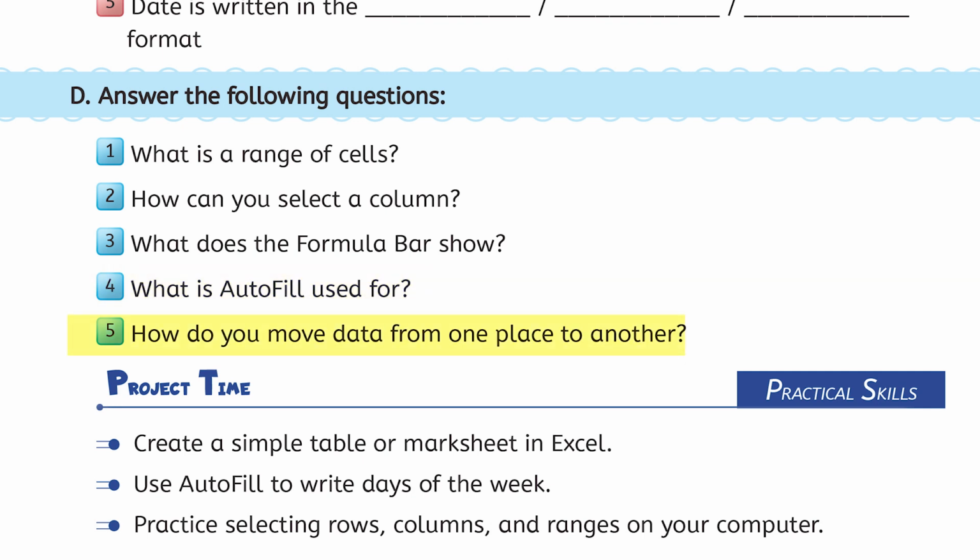Question number 5. How do you move data from one place to another? Moving means you remove data from one place to put it in another. And the steps are: select the cell or range, click Cut in the Home tab or press Ctrl plus X. Click the new cell where you want to move the data. Click Paste or press Ctrl plus V. The data appears in the new place and is removed from the old place.